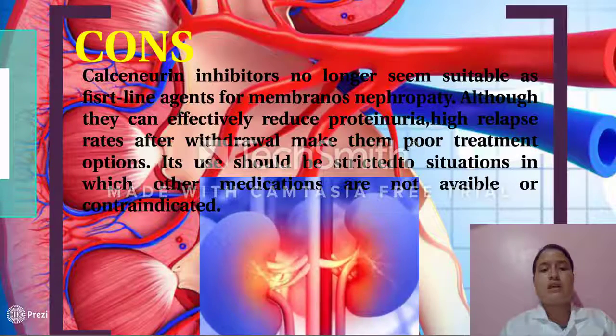Cons: calcineurin inhibitors no longer seem suitable as the first-line agents for membranous nephropathy, although they can effectively reduce proteinuria. High relapse rates after withdrawal make them a poor treatment option. Their use should be restricted to situations in which other medications are not available or are contraindicated.